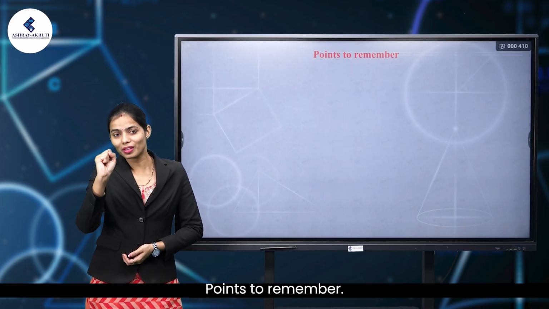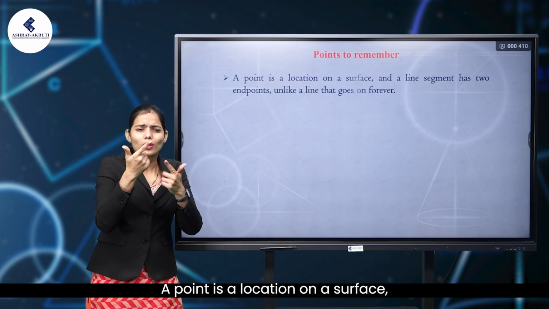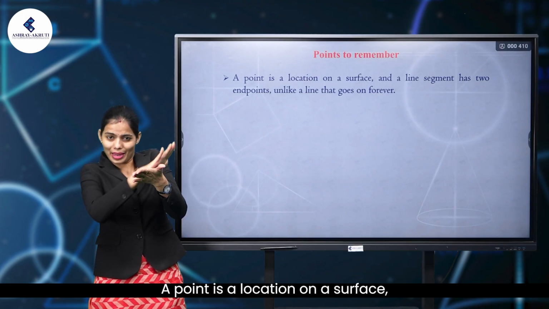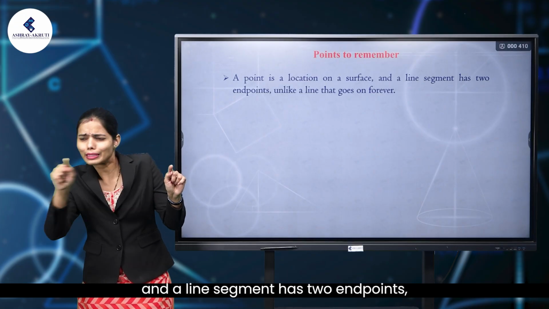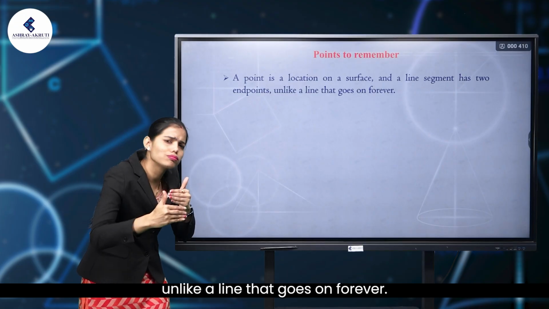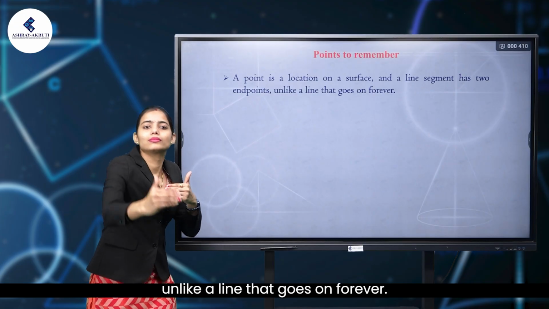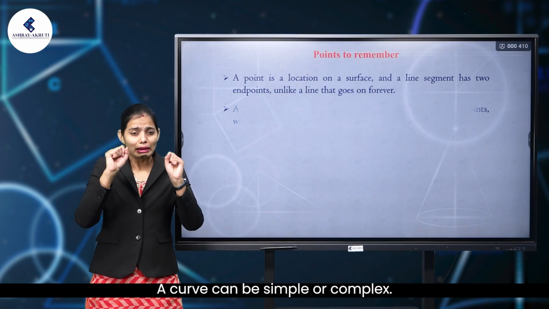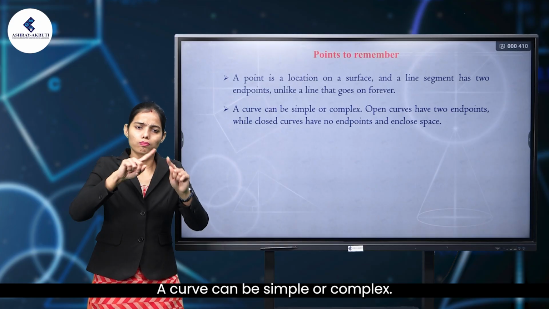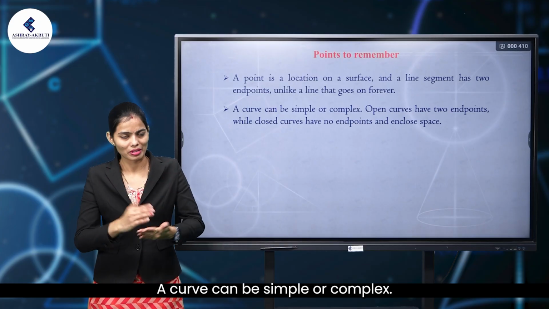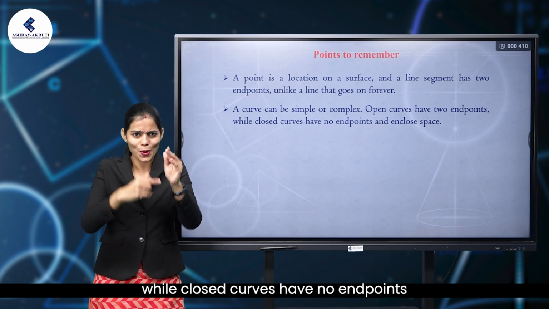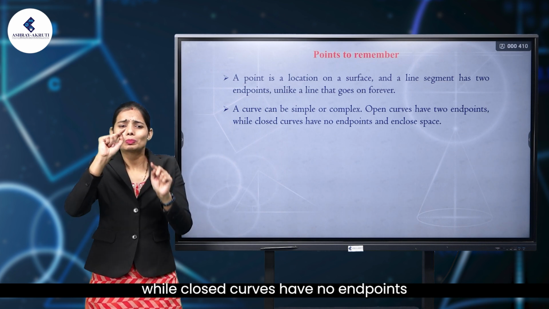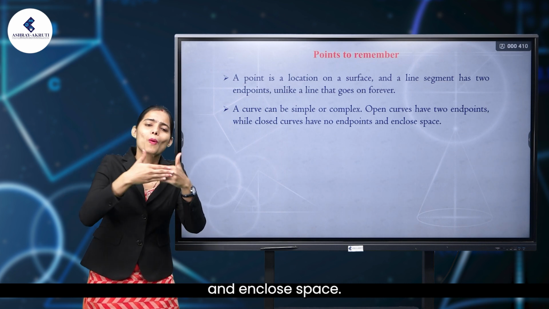Points to remember. A point is a location on a surface and a line segment has two endpoints, unlike a line that goes on forever. A curve can be simple or complex. Open curves have two endpoints, while closed curves have no endpoints and enclose space.